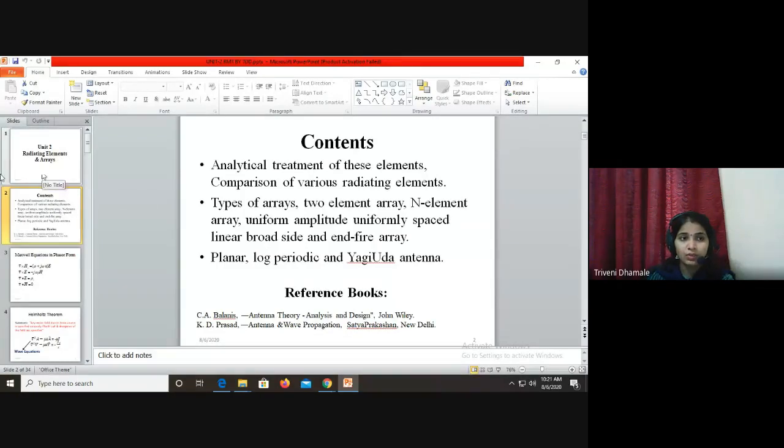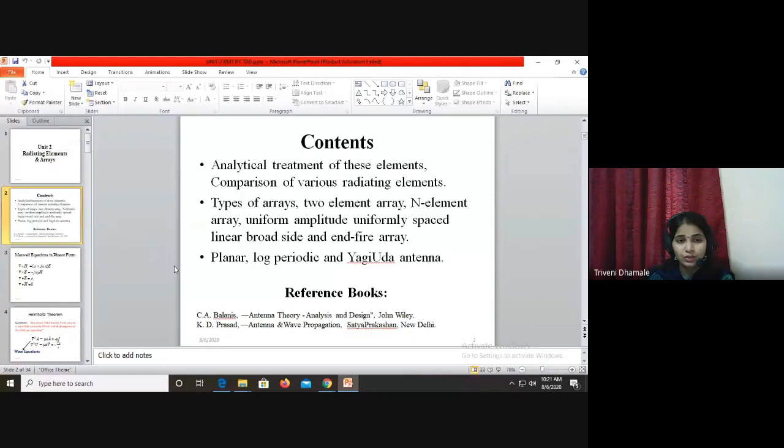In this unit number 2, the topic is radiating elements and arrays. Which elements are useful for radiating purposes, and how an array is formed by using n number of antenna elements. This is what we are going to study in unit number 2.